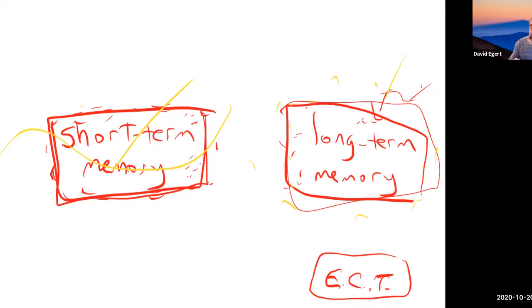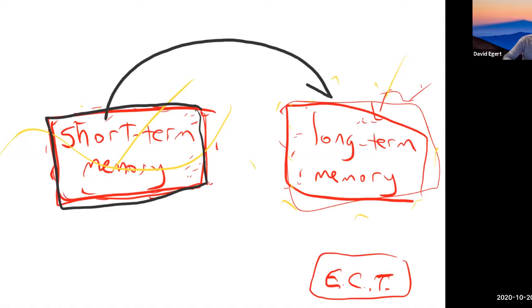What's interesting is that when you first become aware of things, it's in short-term memory. It's coming into your consciousness as short-term memory, but then you need to put it into long-term memory. This process has a name: it's called consolidation.